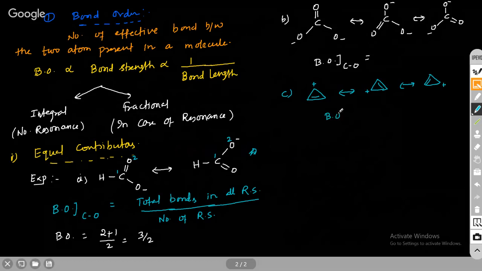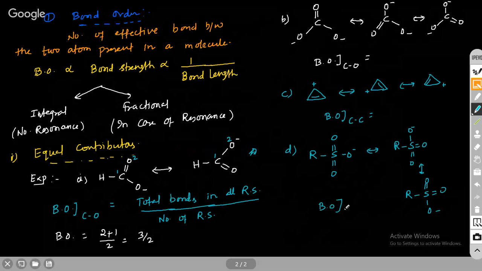Bond order of carbon-carbon bond. One more I'll write down. Bond order of sulfur oxygen bond.